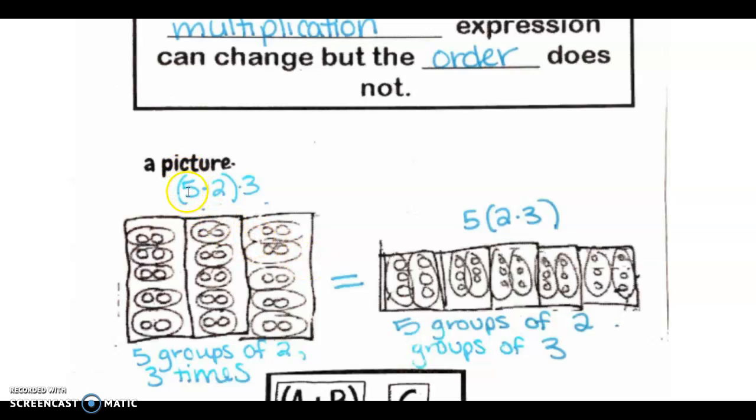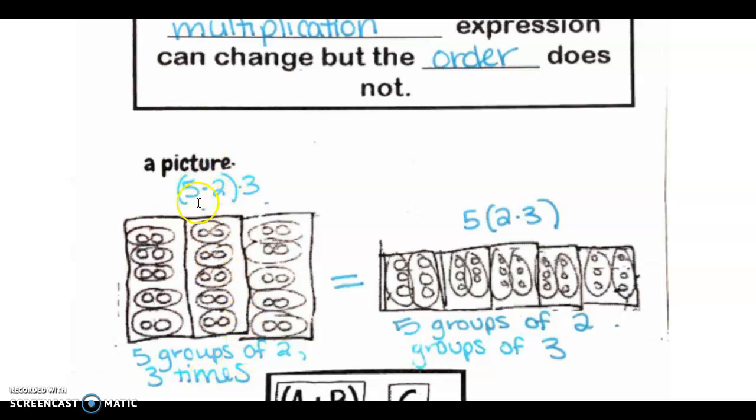So if you had 5 groups of 2. Here's the 5 groups of 2. Okay, and we had it 3 times, right? So essentially 3 groups of 5 groups of 2. Here, 3 groups of 5 groups of 2. So this is 5 groups of 2 3 times.